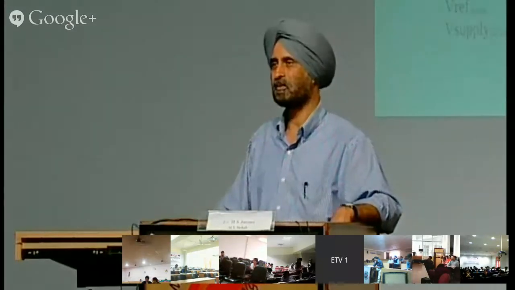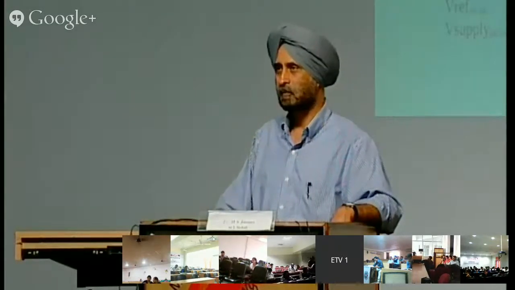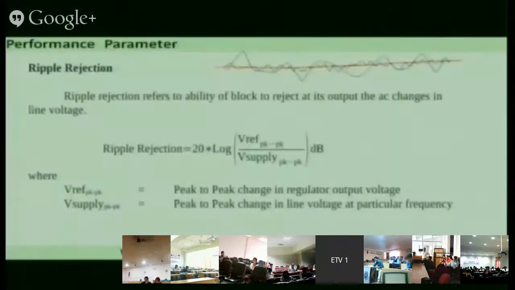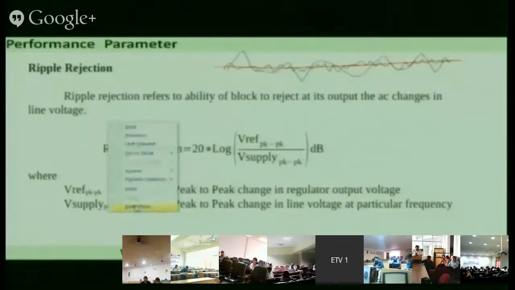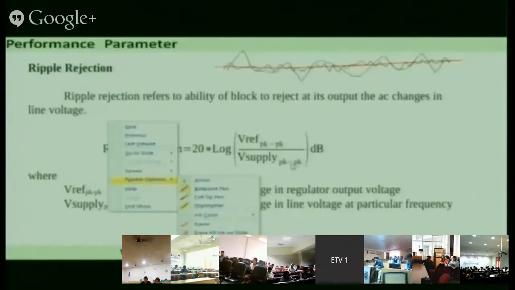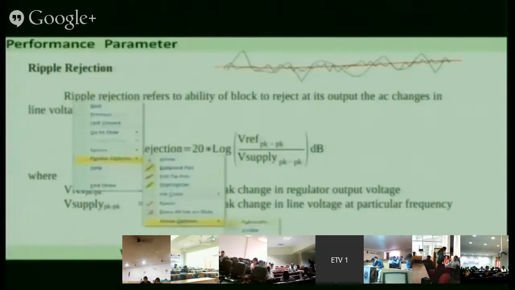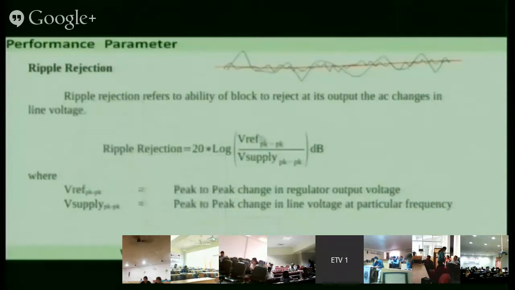So how to measure the ripple? This ripple is on the supply which is coming to the regulator. So that is V supply peak to peak. There is some ripple there. So on this supply, this V supply peak to peak, and then we have this V reference, which is your output peak to peak change in regulator output voltage. That is the V reference.